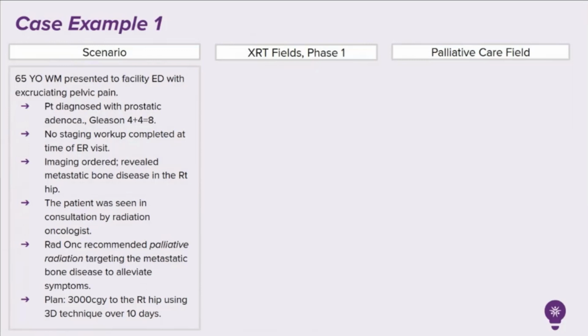Due to the patient's excruciating pelvic pain, imaging was ordered and revealed metastatic bone disease in the right hip. The patient was seen in consultation by a radiation oncologist, and the radiation oncologist recommended palliative radiation targeting the metastatic bone disease to alleviate his symptoms. The plan was for the patient to receive 3,000 cGy to the right hip using 3D technique over 10 days.